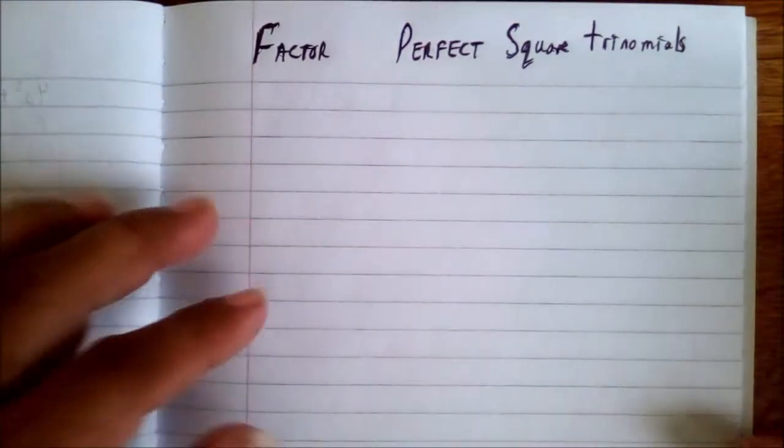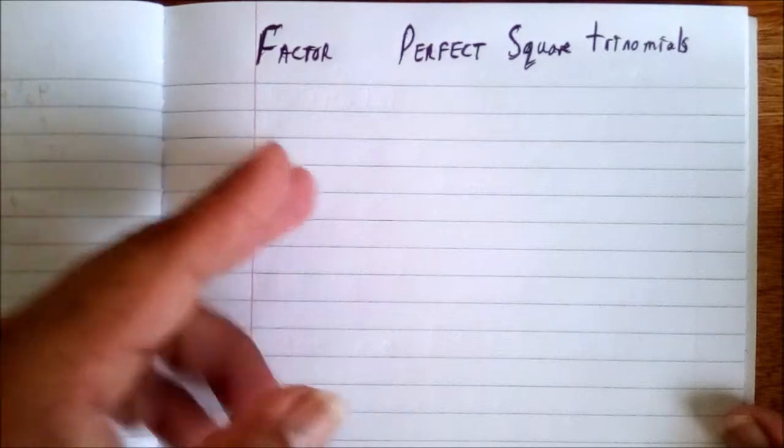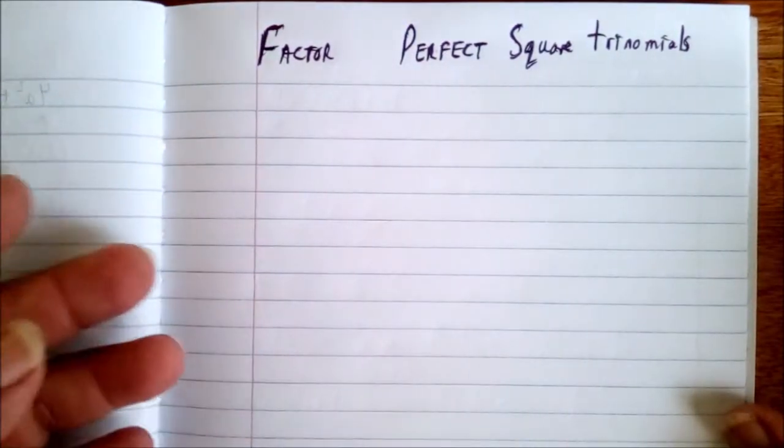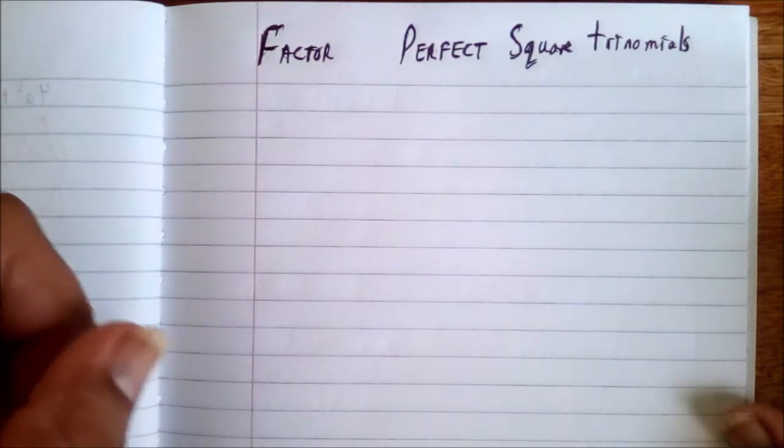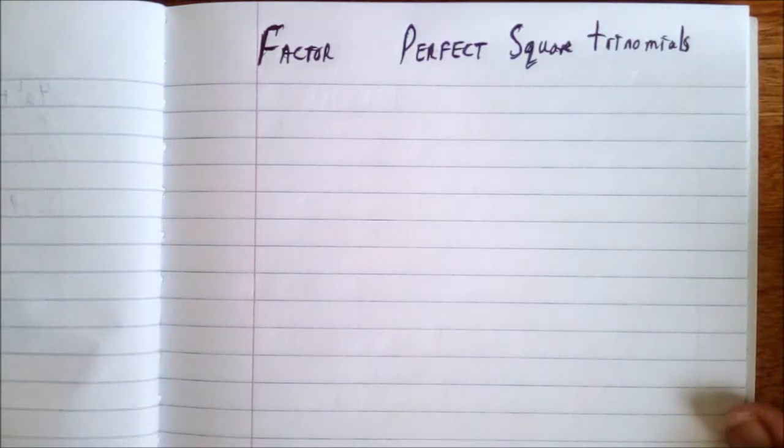Factor perfect square trinomials. We can factor perfect square trinomials using the methods which we have just seen in the previous videos, but in many cases we can factor them more quickly by inspecting their terms and applying the special product rules in reverse. What are they?